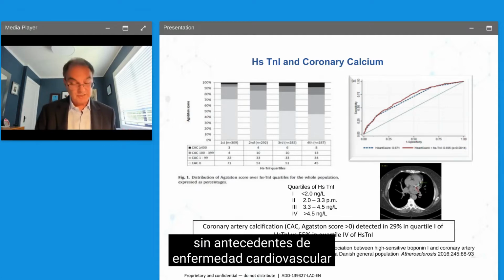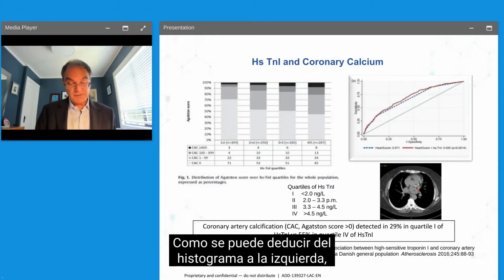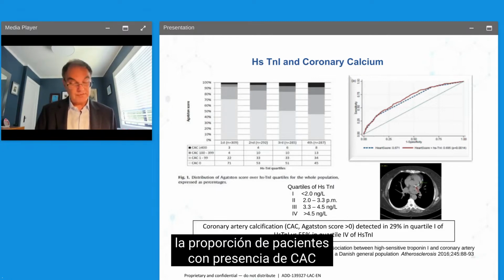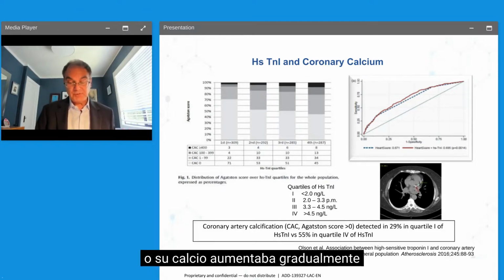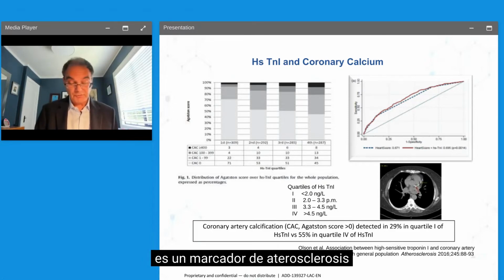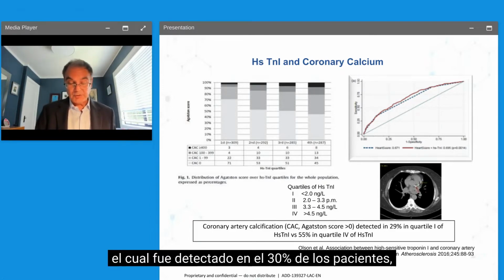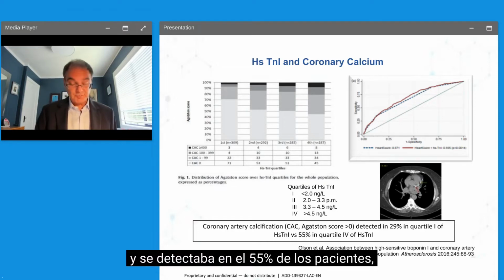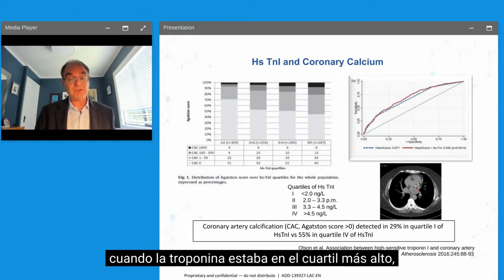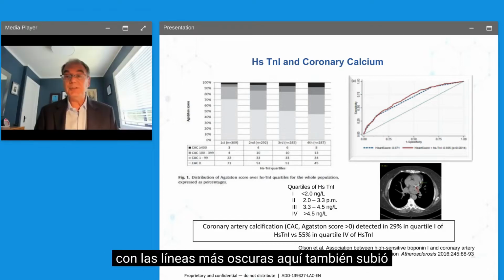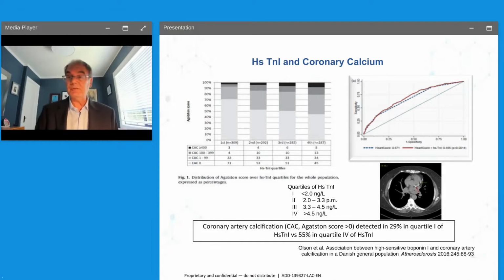So this is the primary prevention setting. As you can glean from the histogram to the left, the proportion of patients with presence of CAC, or coronary calcium, increased gradually as troponin levels increased. Coronary calcium, which we know is a marker of atherosclerosis, was detected in 30% of patients when troponin was in the lowest quartile, and was detected in 55% of patients when troponin was in the highest quartile.